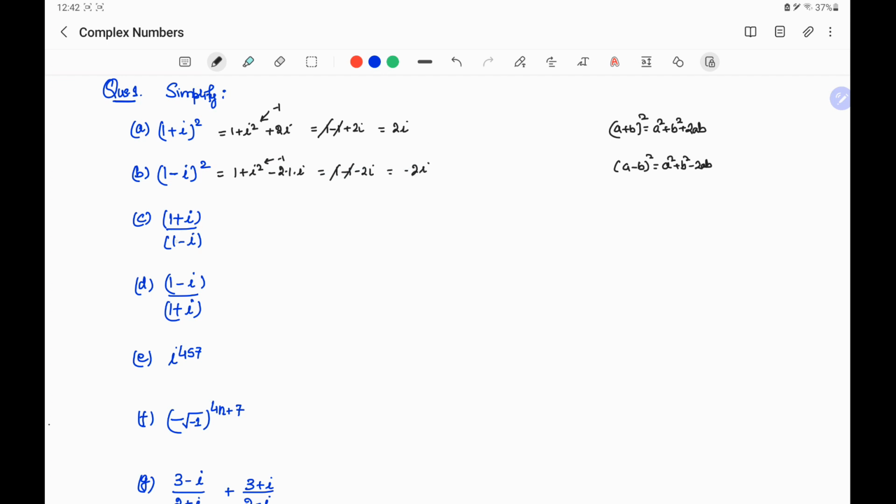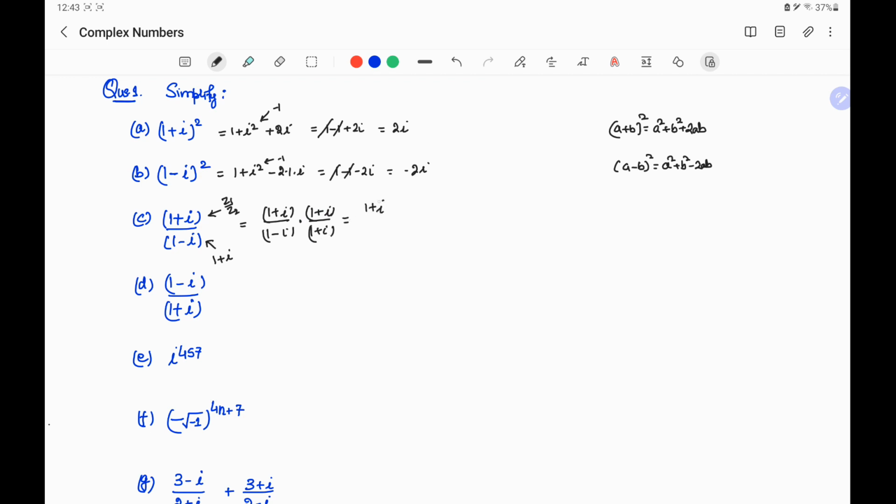Part C is (1 + i)/(1 - i). This is of the form of the division of two complex numbers, so we have to multiply the numerator and denominator by the complex conjugate of the denominator. The denominator is 1 - i, so its conjugate will be 1 + i. Here we have to replace i with -i.